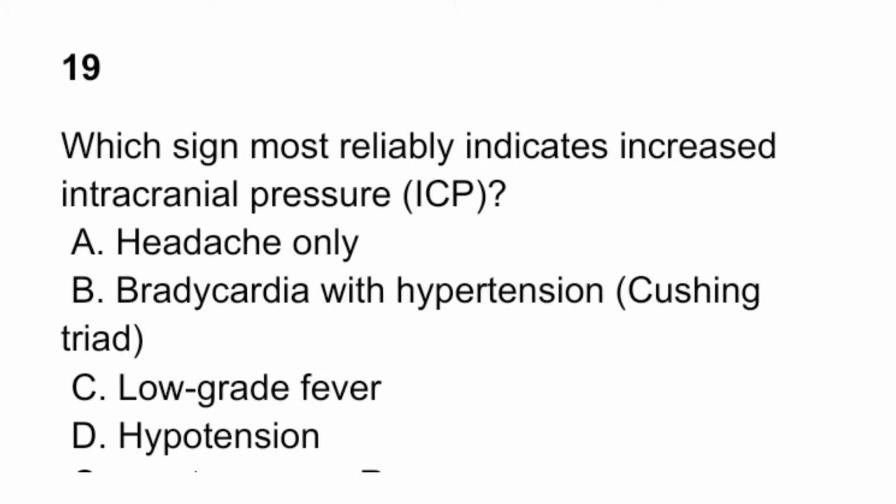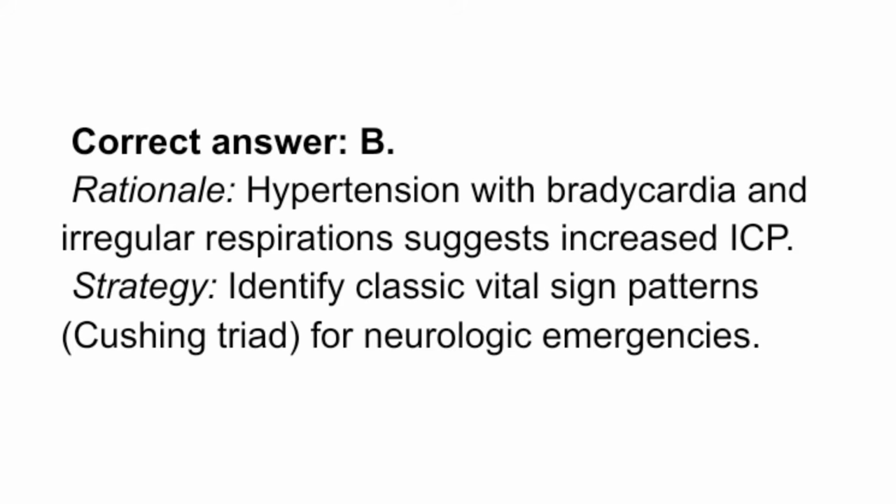19. Which sign most reliably indicates increased intracranial pressure, ICP? A. Headache only. B. Bradycardia with hypertension, Cushing triad. C. Low-grade fever. D. Hypotension. Correct answer, B. Rationale: hypertension with bradycardia and irregular respiration suggests increased ICP. Strategy: identify classic vital sign patterns, Cushing triad, for neurologic emergencies.